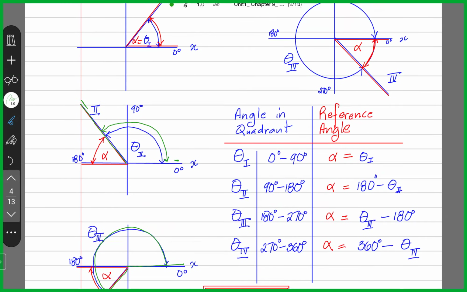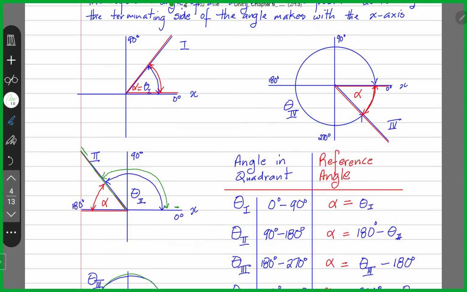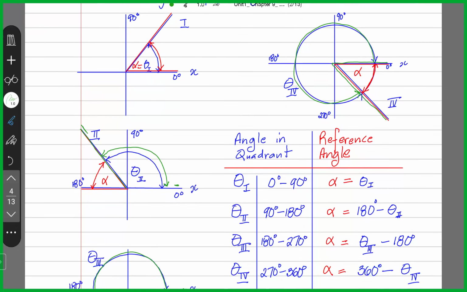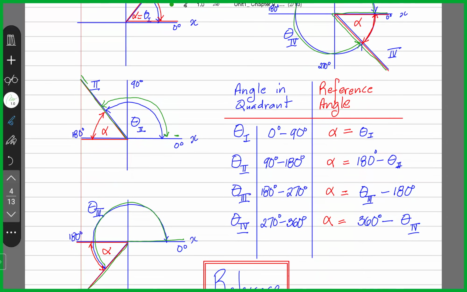Finally, the fourth quadrant. So here is an angle in the fourth quadrant. This is the angle. It starts here. That's the angle, more than 270 degrees, but less than 360 degrees. This is the terminating side of the angle. Now, the angle formed between the terminating side of the angle and the x-axis, that red angle alpha, is the reference angle. So in the fourth quadrant, the reference angle is 360 degrees minus theta.